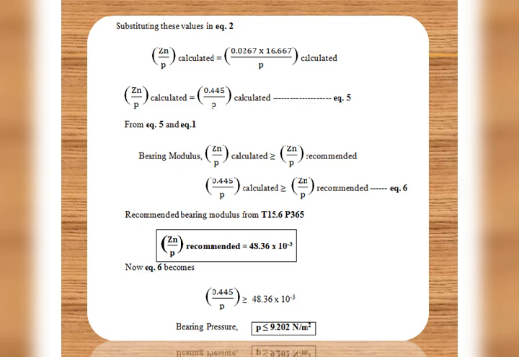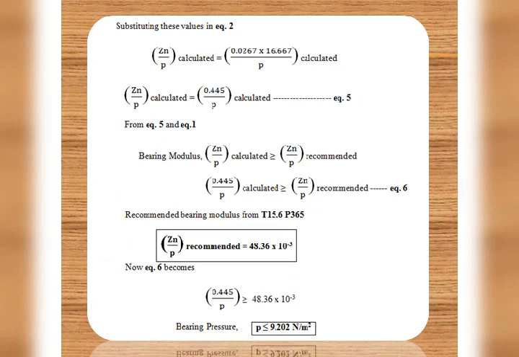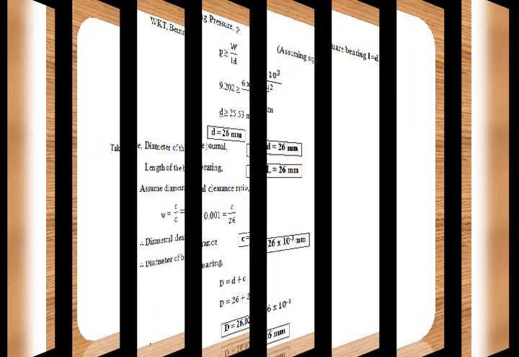Now, as per the initial condition for thick film lubrication, the bearing modulus calculated is supposed to be greater than or equal to recommended. Substituting in that equation, 0.445 divided by P is supposed to be greater than or equal to Zn by P recommended, which we already took as 48.36 into 10 to the minus 3 from table 15.6, page 365. Simplifying, we get pressure less than or equal to 9.202 Newton per meter square. Now we got the value of pressure, and based on it we must try to get the unknowns. That we'll see in the next step.